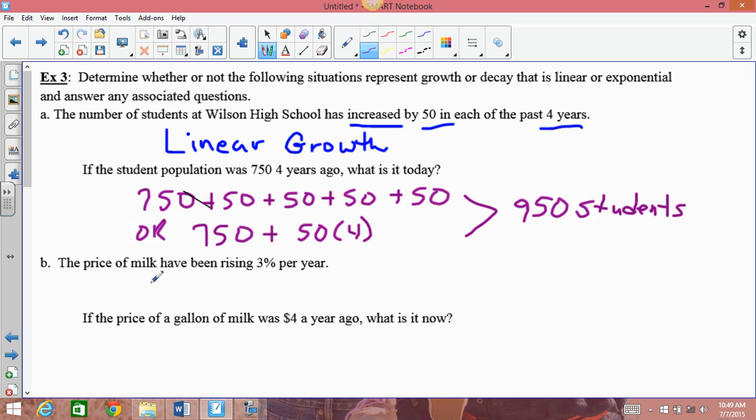All right, in Part B, it says the price of milk has been rising 3% per year.